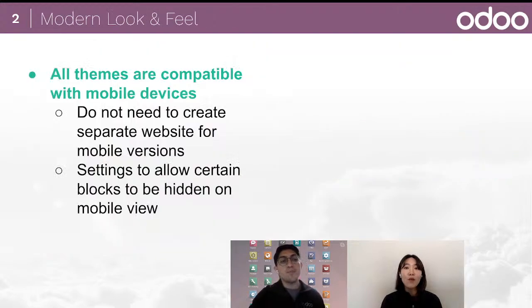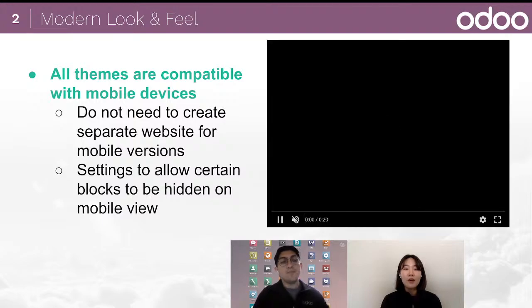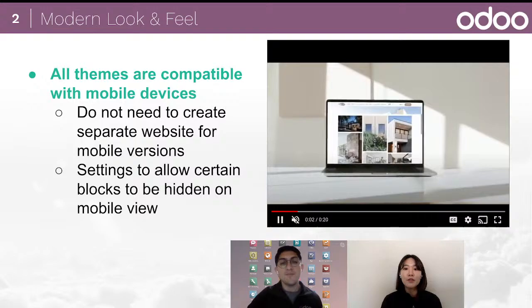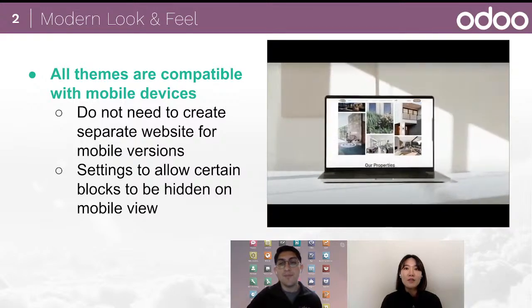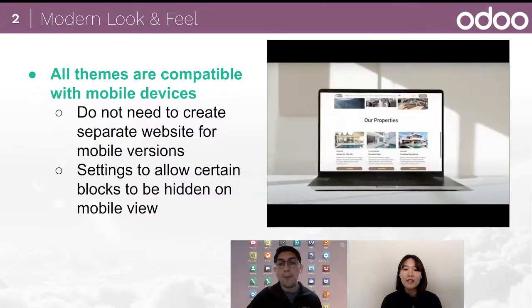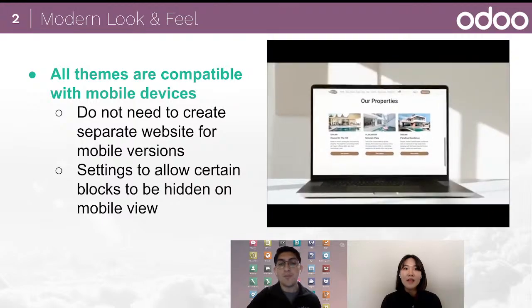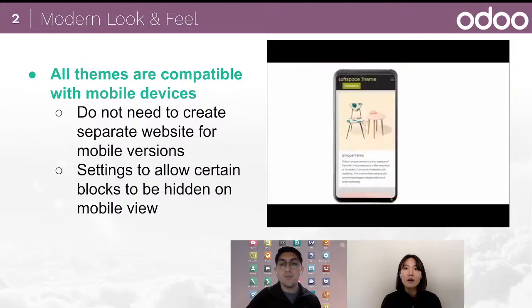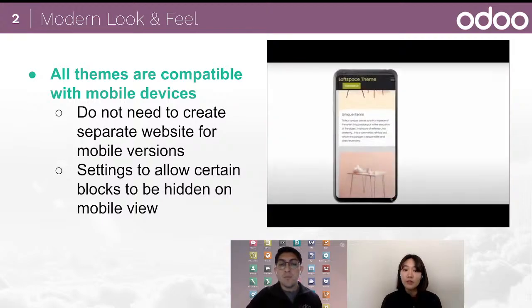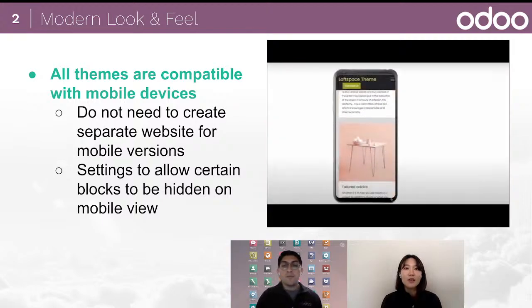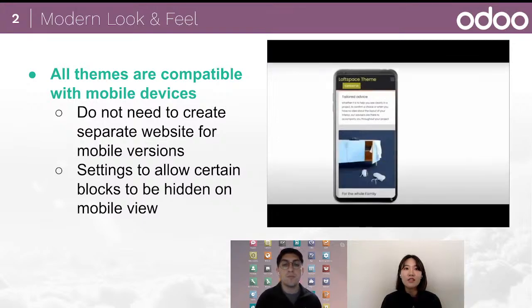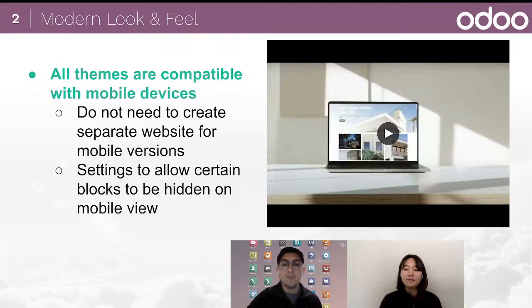Okay, perfect. So once you have your chosen theme, you don't have to take any extra steps if you want to create a separate website for your mobile devices. All themes are already compatible with mobile devices and tablet PCs, but now there's a cool new feature where you can even adjust settings to allow certain blocks to be hidden on mobile view. That gives you a really easy way to customize how you want your website to look and feel across different devices.